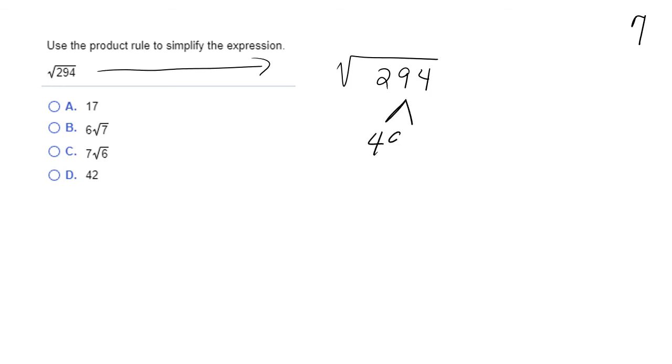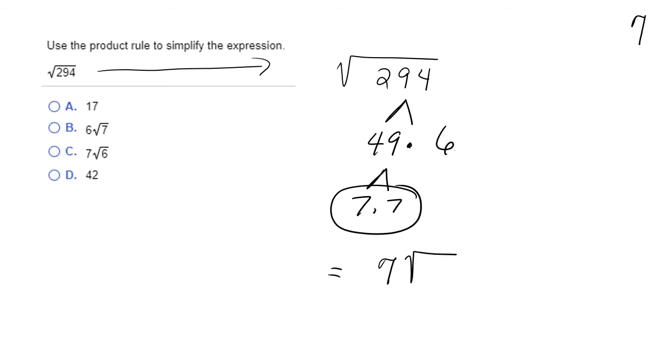So I could say 294 is equal to 49 times 6. And 49 is a perfect square, 7 times 7. So we would simplify this by bringing the 7 in front of my square root symbol, and the 6, which is the leftover remainder factor, it's not a perfect square, it goes underneath the radical symbol. So my answer is 7 square root of 6.